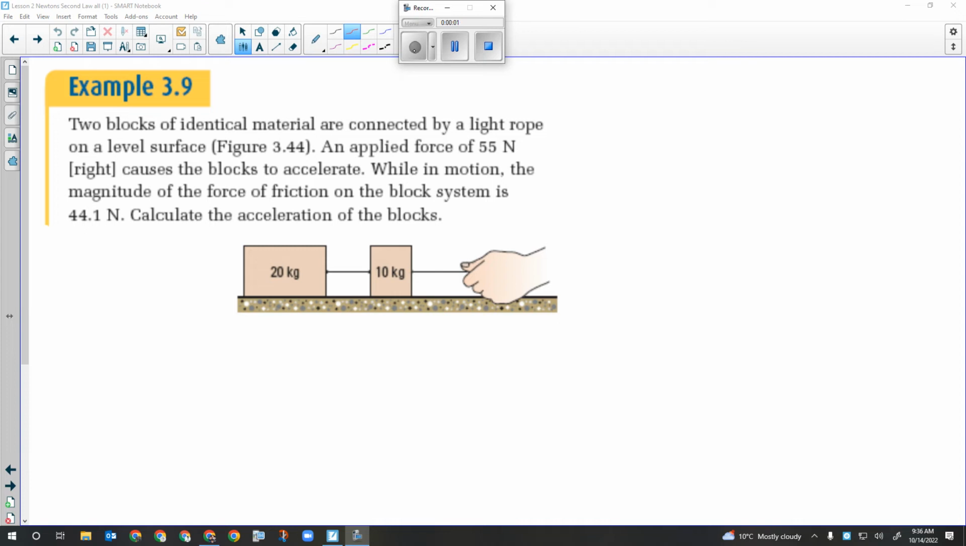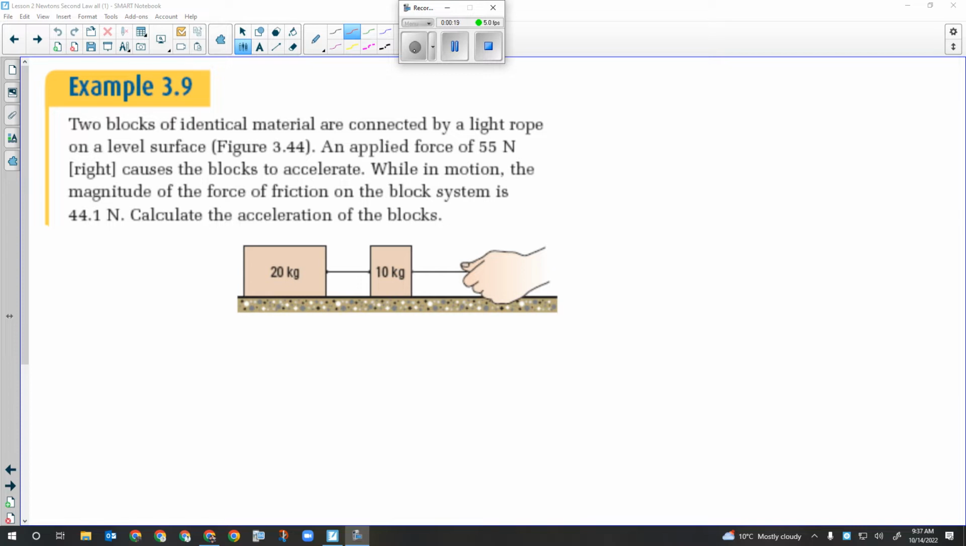So yesterday we worked on fairly basic Newton's second law problems, and we're just going to keep building on that as we go along. We're going to look at more complex vector problems. Today we're going to look at systems.